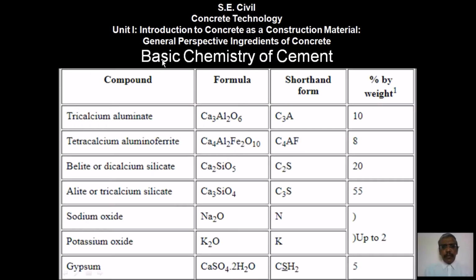So we will see the basic chemistry of the cement. Here the tricalcium silicate, dicalcium silicate, tricalcium aluminate and tetracalcium aluminoferrite are there. These are the four major Bogue compounds, and sodium oxide and potassium oxide are the two minor compounds. If you add all these weights, you will get 100%. Gypsum is also added there. They are also designated as alite, belite, celite and felite.